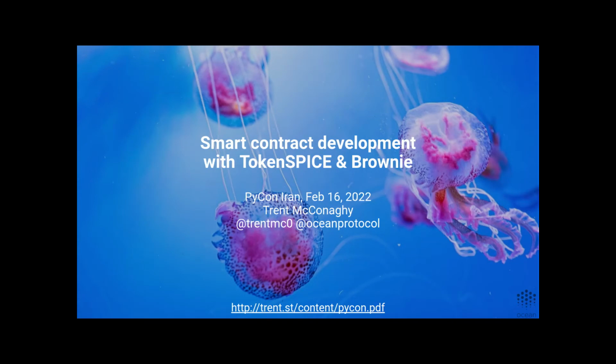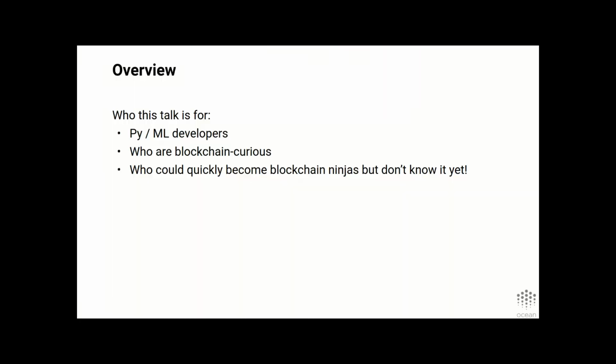My name is Trent McConaghy, and today I'm talking about smart contract development with TokenSPICE and Brownie. My whole talk will actually also be on slides that you can check out now or later. If you go to trentstreet/content/pycon.pdf, the link is at the bottom. With that, let's get started.